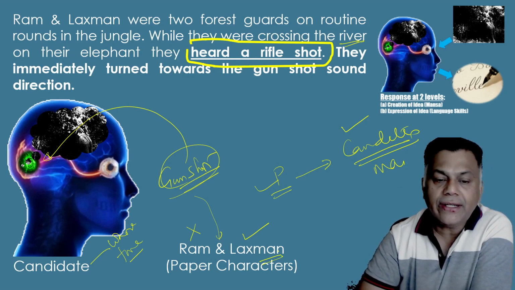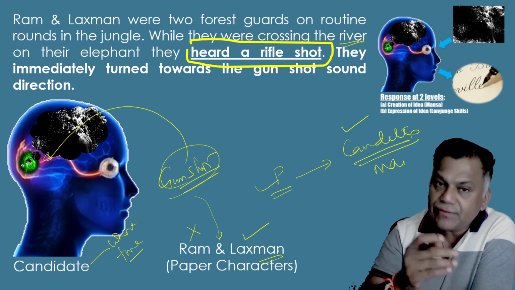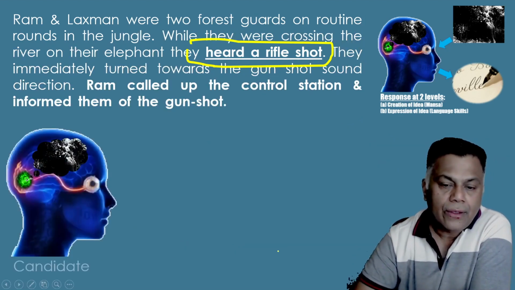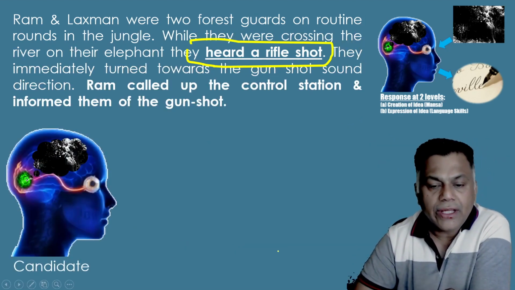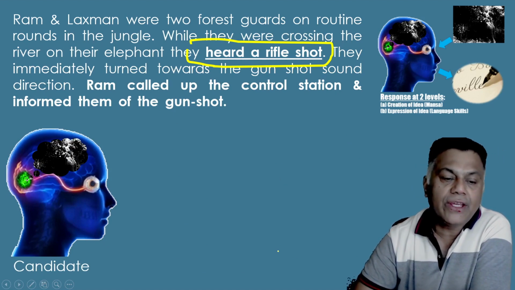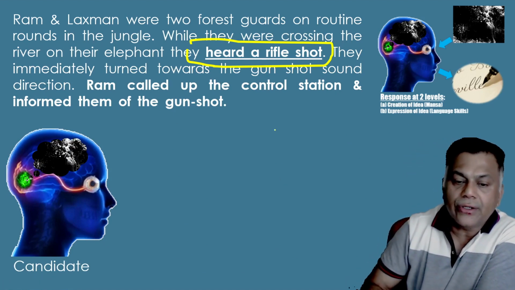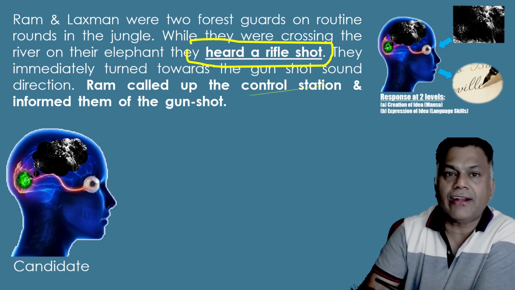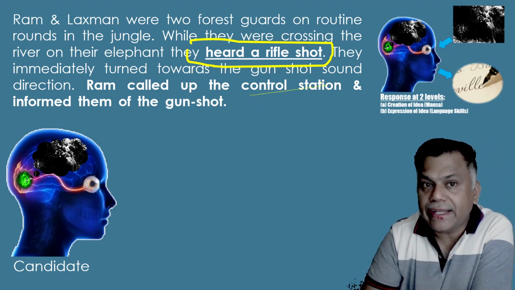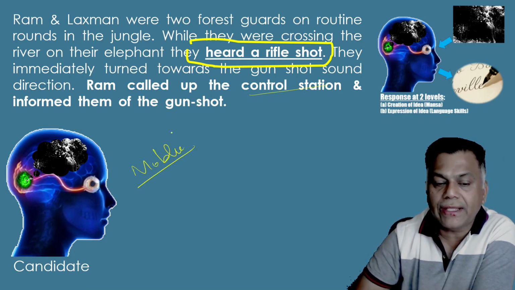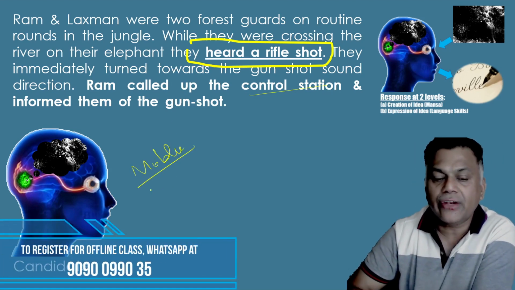So they immediately turn towards the gunshot sound direction with the intention कि they want to find out ये गोली कहाँ से चला. Ram called up the control station and informed them of the gunshot. Now look at this. Out of Ram and Lakshman, Ram ने क्या किया? Control station को call किया. Alpha 1 report over. कैसे किया नहीं बताया. ये क्या इसने मोबाइल यूज किया है या कुछ और यूज किया है, वो यहाँ पे नहीं दिया. अगर वो भी एक चीज लिख देता, it would have been very nice.